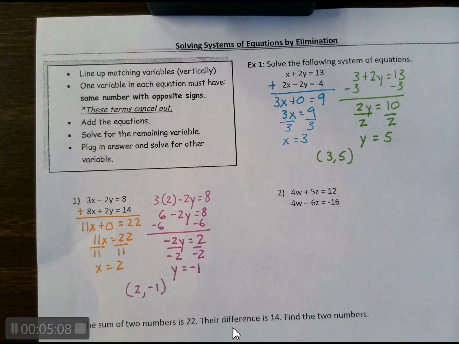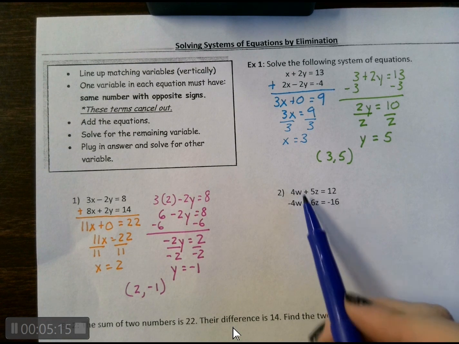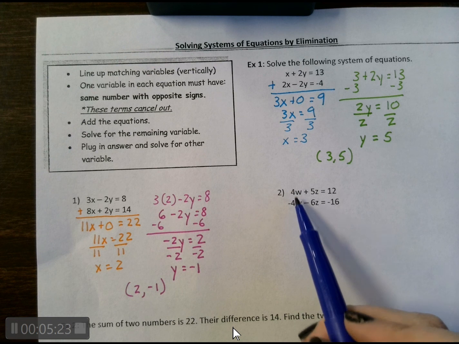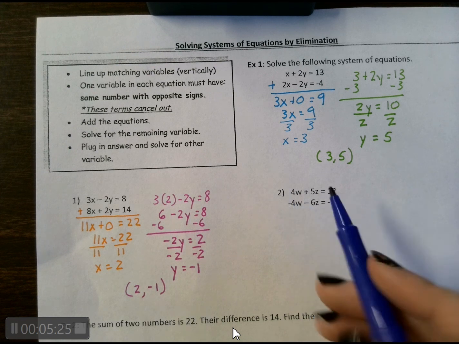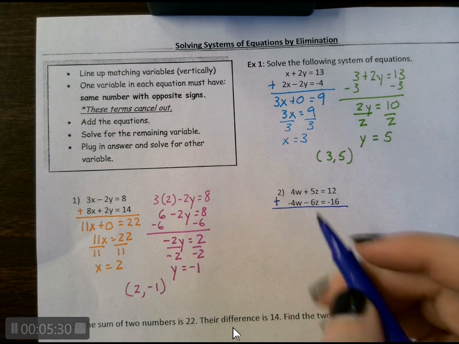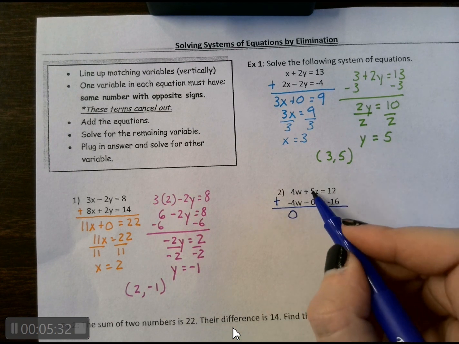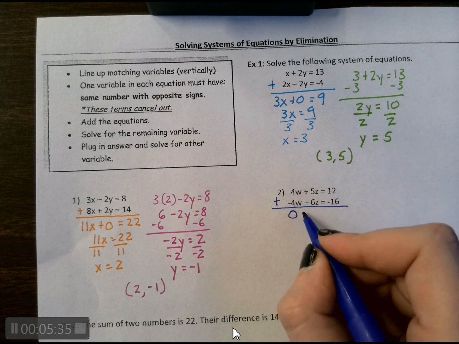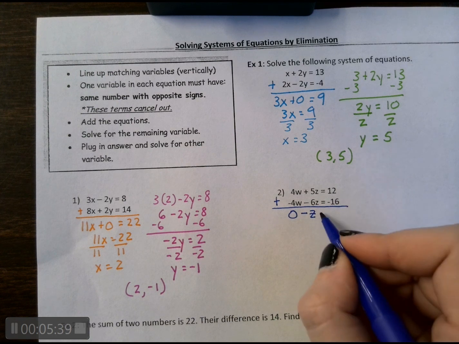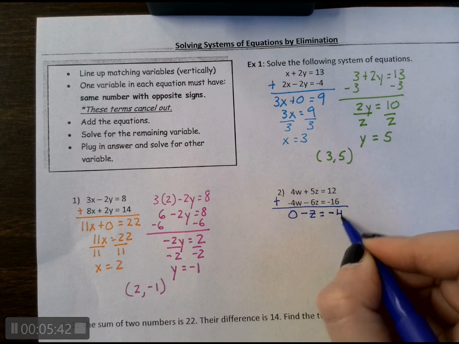Alrighty, let's try the next one then. So make sure that your variables match up vertically, which we have w's and we have z's, so we're good. Make sure that one of your variables has the same number with opposite signs. So same number, opposite signs. Alright, so then we can just go ahead and add them. So 4w minus 4w is going to give us 0. 5z minus 6z is going to give us a -z. And then 12 minus 16 is going to give us -4.